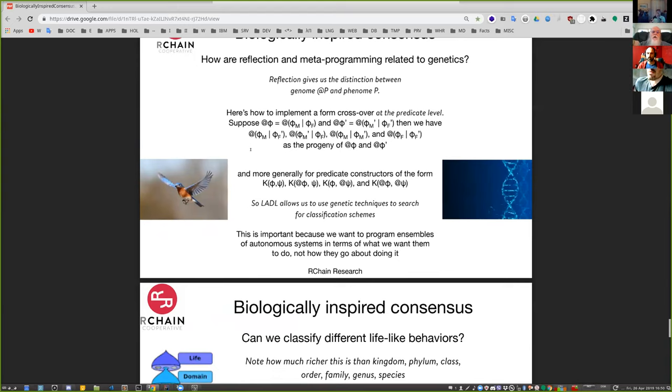I see. We could do this at the language level, or we could do it at the definition of the language level. Now, I could be wrong about that, but I think that's where he's going. I see.